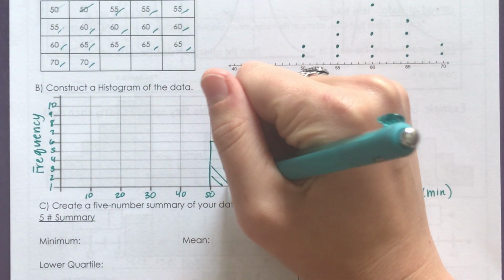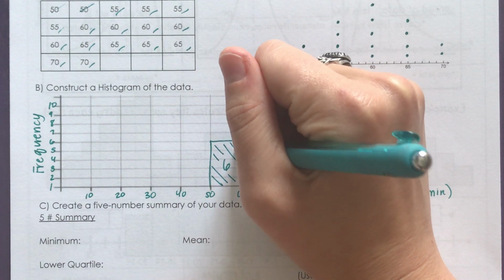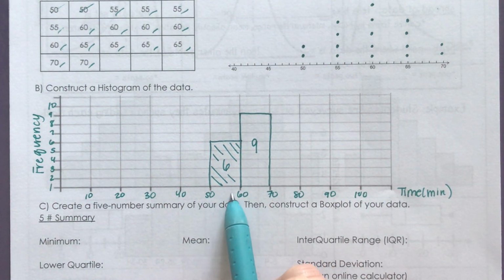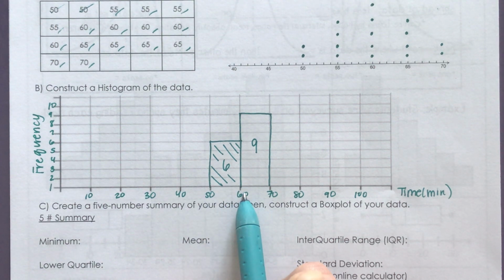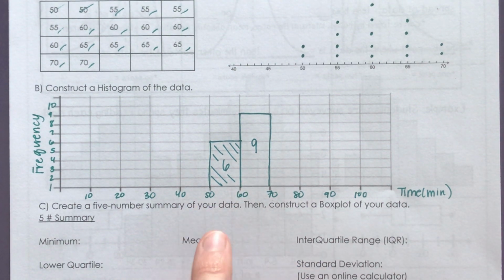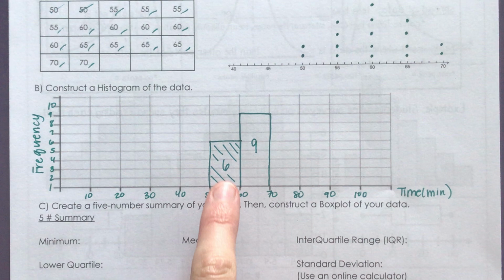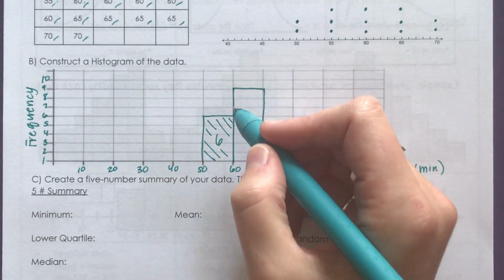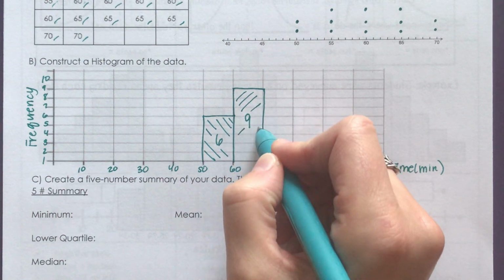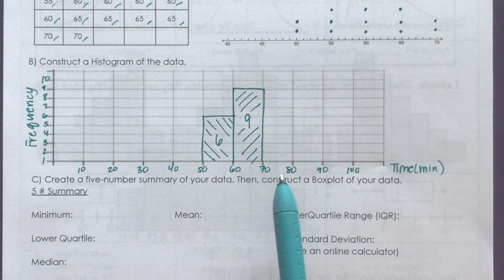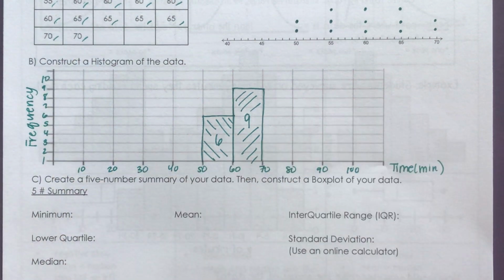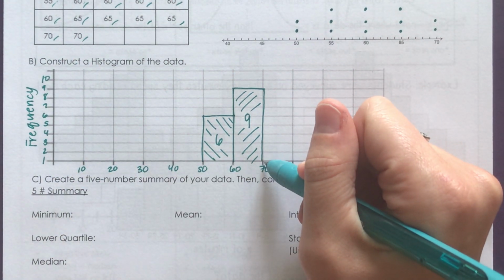So these could have, depending on how you made these different classes down here. So this is considered one class from 50 to 60. Depending on how you did this, if you did it from 50 to 55, well, your graph would look different than mine. Your histogram would look different. Okay, this one's 9. And then the last one is from 70 to 80. It looks like I only have 2, so my frequency there is 2.